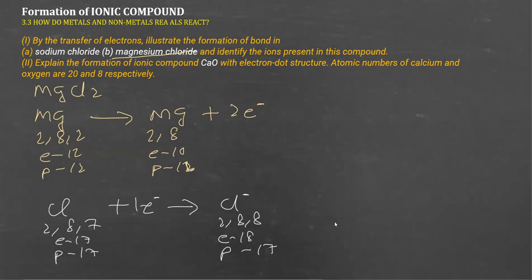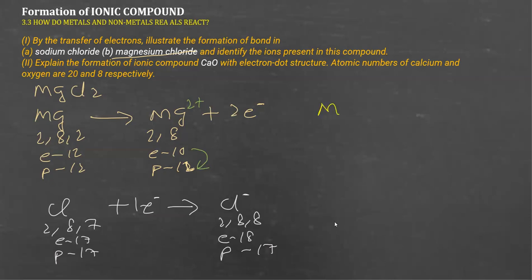Now we can clearly see that it has 2 more protons than the number of electrons. So it will carry 2 units of positive charge, that is the magnesium ion. I've not disturbed the chlorine, as we are going to do the same thing. Now check here in the next part.